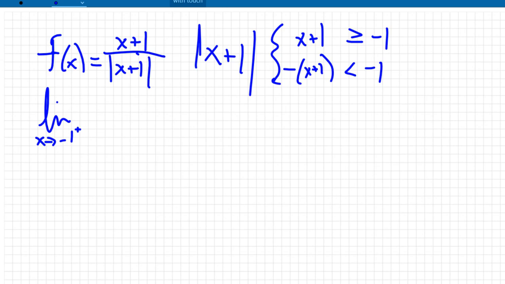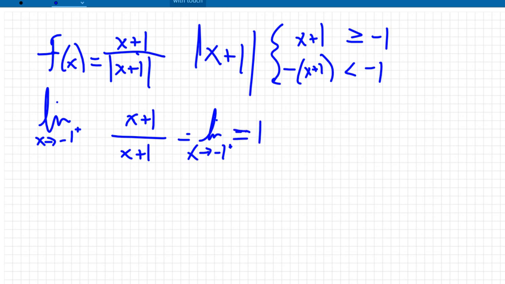So we'll just take our function at face value, and plug in x plus 1 in place of the absolute value of x plus 1. You should get x plus 1 over x plus 1, so the limit as x approaches negative 1 from the positive side is equal to 1, because anything over itself is going to be 1.